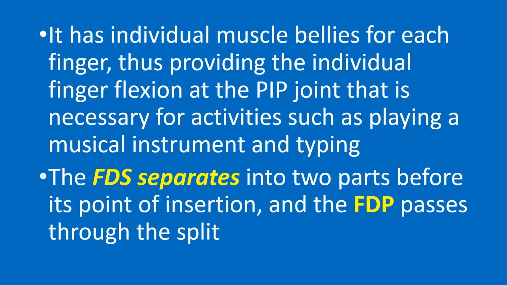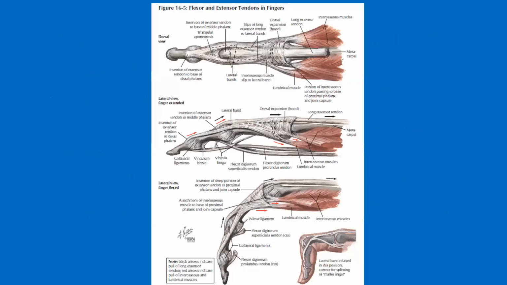It splits into two parts as it reaches the proximal phalanx on the anterior aspect, before it inserts on the base of the middle phalanx. The flexor digitorum profundus enters in between the split of the flexor digitorum sublimis. This shows you, in the middle slide, the tendon of the sublimis dividing in two, and then you see the profundus enters in between both divisions and goes to insert on the proximal end of the anterior aspect of the distal phalanx.